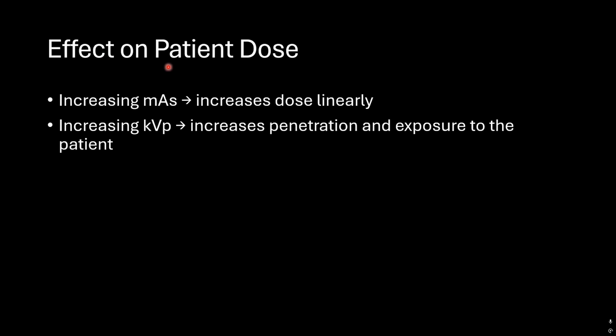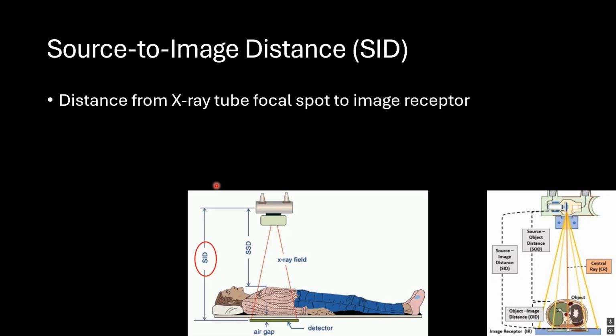What about the effect on patient dose? Increasing the mAs will increase the patient dose linearly, as we explained in this lecture, and increasing kVp will increase the penetration and exposure to the patient. So as we increase the mAs or kVp, it will increase the exposure to the patient.